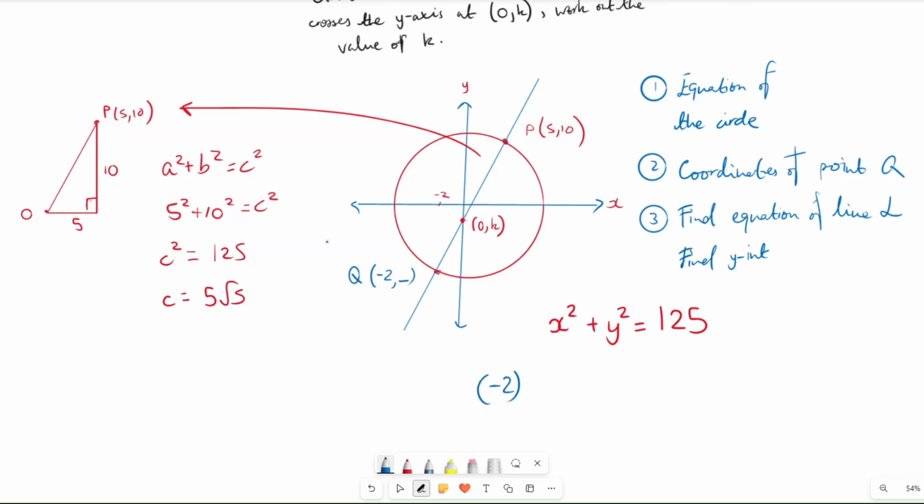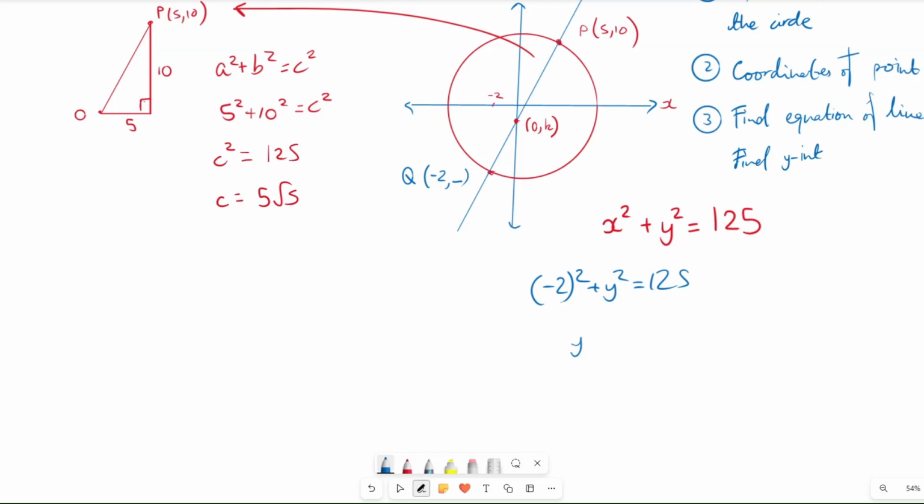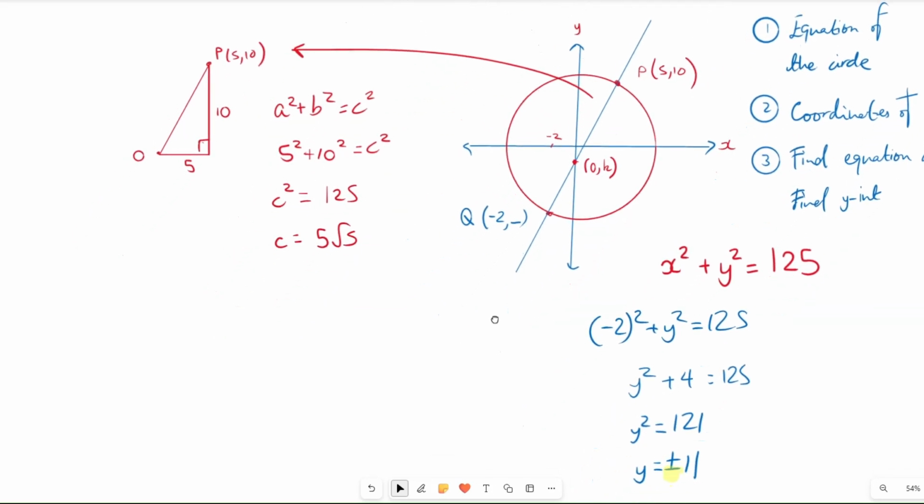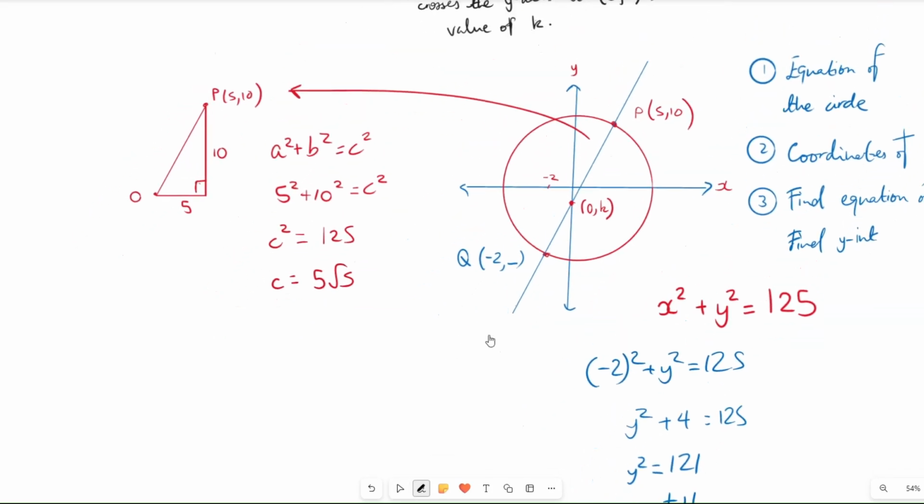We've got minus 2 squared plus y squared equals 125, and then y squared plus 4, because minus 2 squared is 4, equals 125. If we subtract 4 from both sides, we get y squared equals 121, and then y equals plus or minus 11. But we already know that it's only going to be minus 11, because the coordinates for Q have to be in this quadrant here, because this has to have a positive gradient. So we know the coordinates of Q now. It's going to be minus 2 and minus 11.